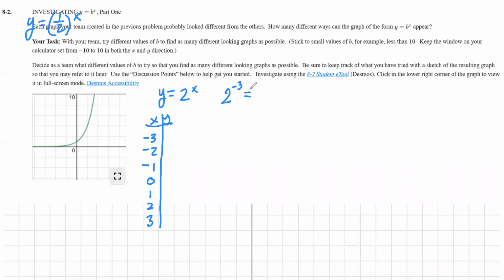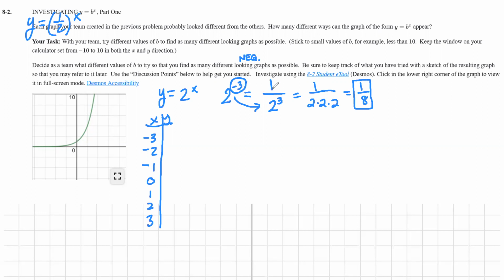2 to the -3rd power is not a negative number, it's a fraction. Remember, we don't like negative exponents and we always tell you to get rid of them. To get rid of them, you put them underneath a 1 and bring it to the denominator, making it 2 to the +3rd power. With negative exponents, we always get rid of them by putting them underneath a 1 and making them positive. Then 2 to the 3rd is 2 times 2 times 2, which is 8. So it's a very small fraction, 1/8.